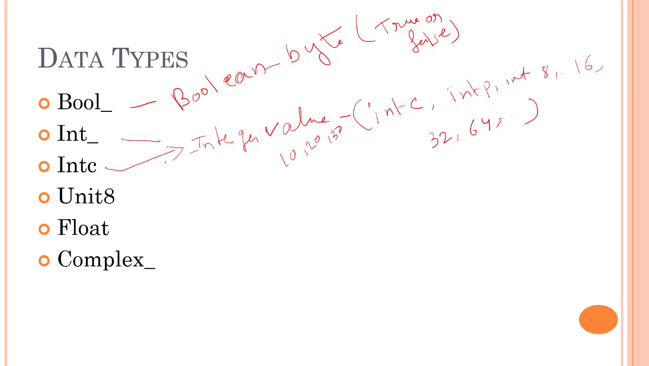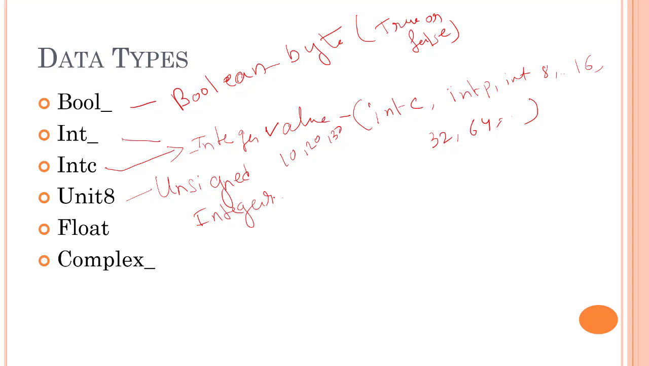Now move to intc. As I just told, in C also we use it in the same way for integer values. We have another data type called uint8. Basically this uint8 is an unsigned int. This is also one type of integer data type, but it is an unsigned integer.